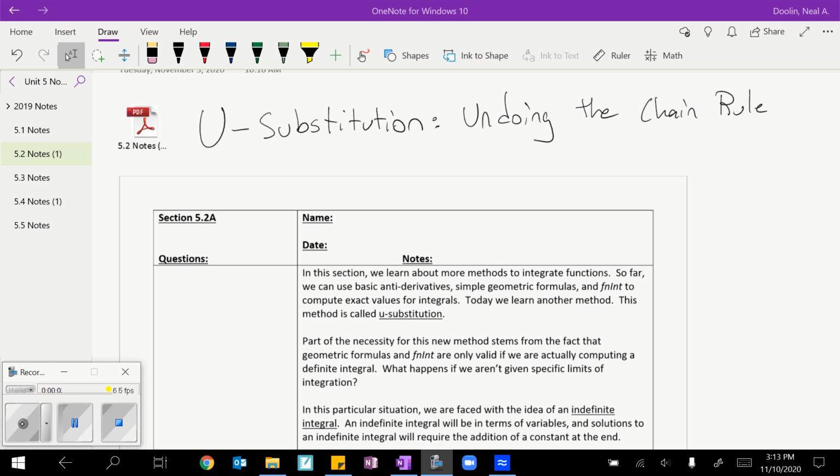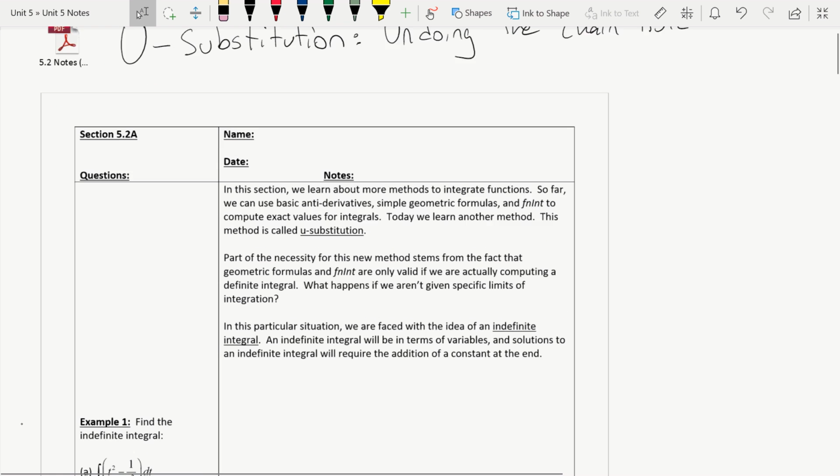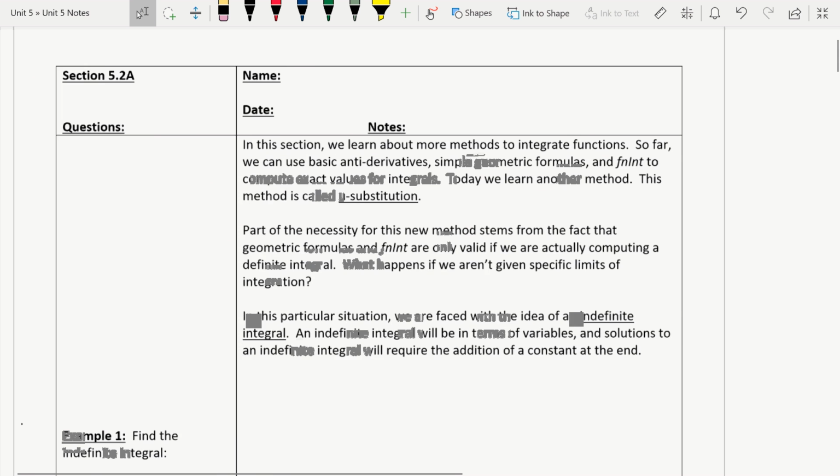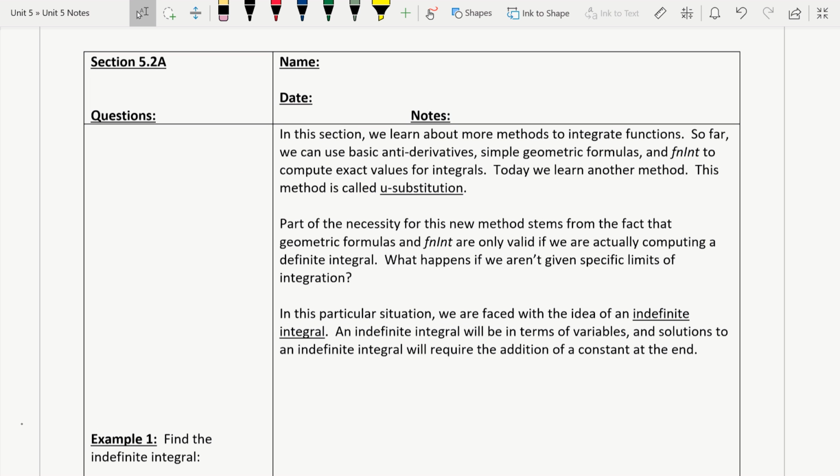Hey everyone, this is the first of 3 videos in which we're going to focus on the substitution method of integrating and anti-deriving. Substitution is a method of undoing the chain rule, so we'll get there shortly. Something I want to address right away, and I actually got a couple people asking about this in their reflections this week, is the question: what's the difference between an antiderivative and an integral?